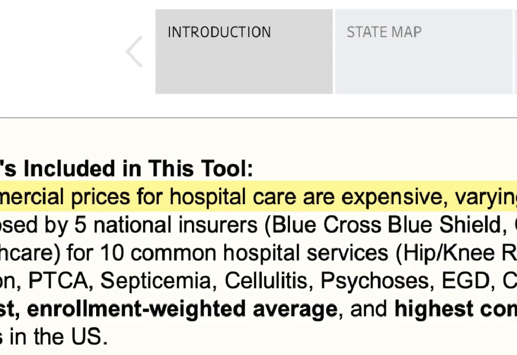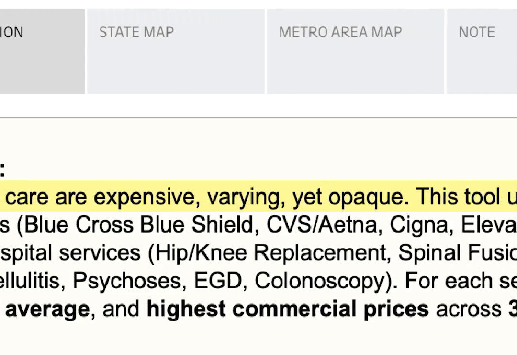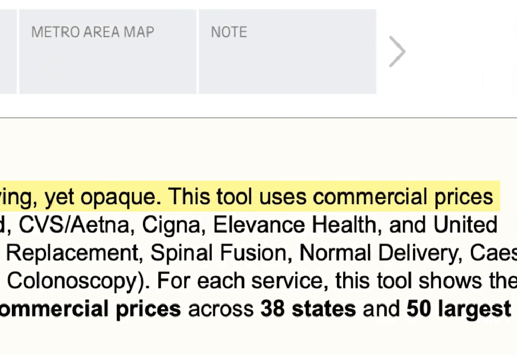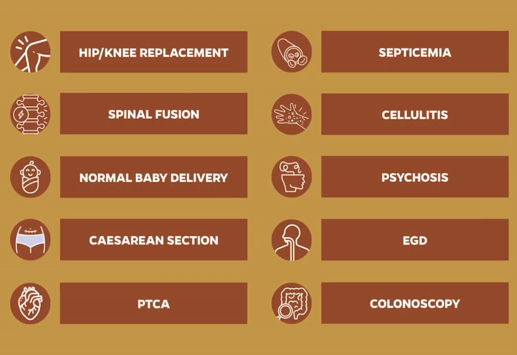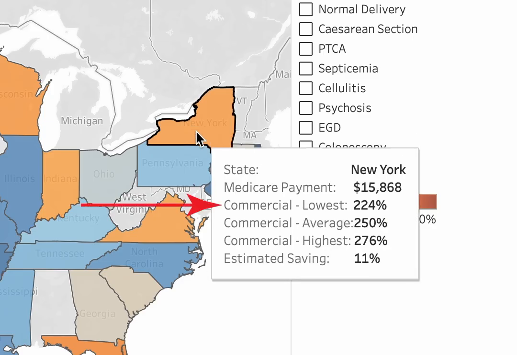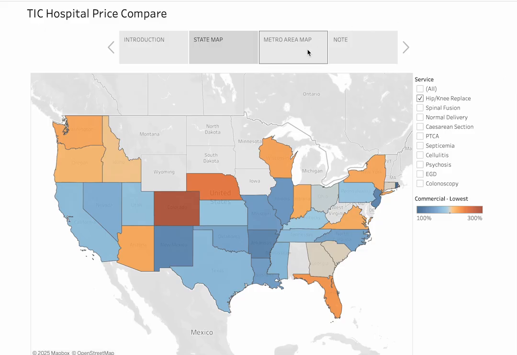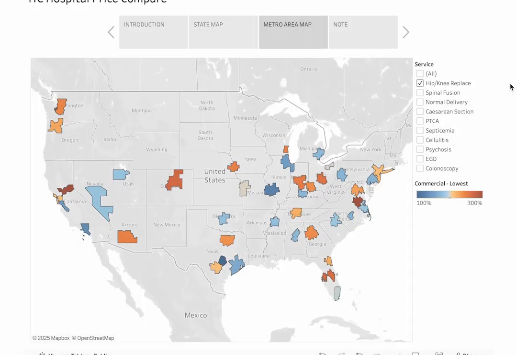Today we're going to be looking at the TIC Hospital Price Compare tool. Okay, let's start by looking at this introduction. It says here that the commercial prices for hospital care are expensive, varying, yet opaque. This tool uses commercial prices disclosed by 5 national insurers for 10 common hospital services. For each service, this tool shows the lowest, enrollment weighted average, and the highest commercial prices across 38 states and 50 of the largest metro areas in the US.